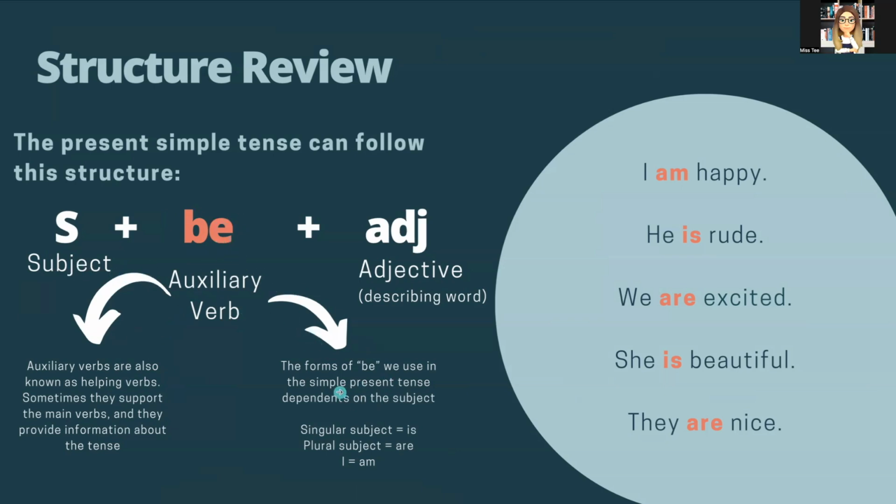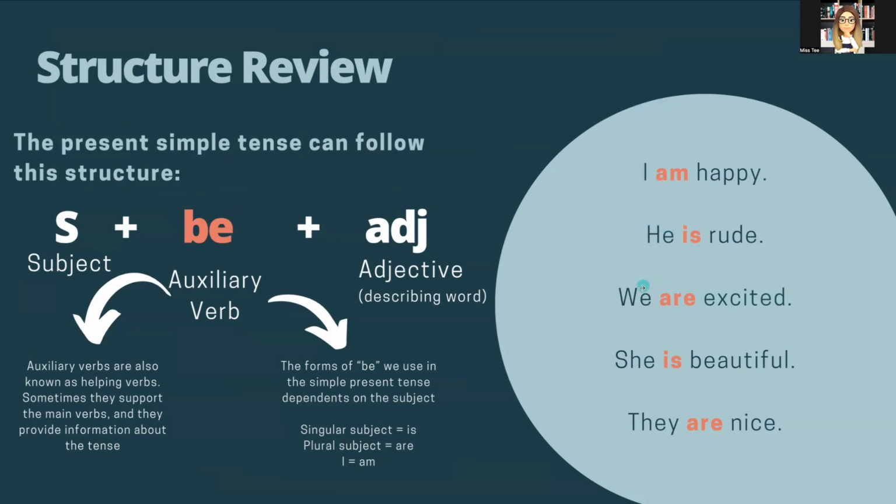So let's look over here. The form of be we use in the simple present tense depends on the subject. So for singular, we have is. For plural, are, and I am. So you'll never see the word be in the simple present tense. You'll actually see I am happy, she is happy, they are happy, something like that. So this form of be is going to change its form.